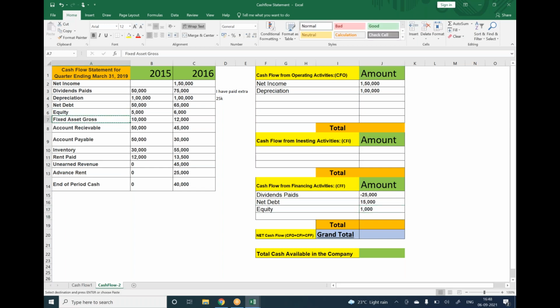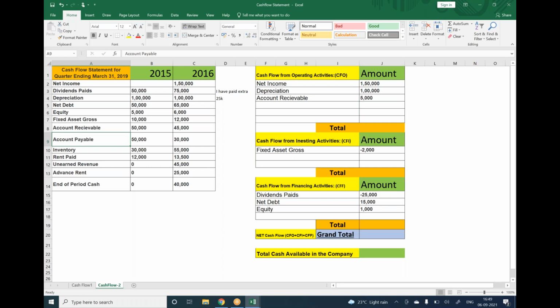Next you have fixed asset gross, which will be under your CFI. Last year it was 10,000. This year how much? 12,000. So how much money extra has gone out of your pocket? Minus 2,000. Then account receivable. Where will account receivable go? Can you please tell me? Very good, CFO. And what should be the answer? Plus or minus? Correct. If anybody is not clear how I got 5,000, please ask me.